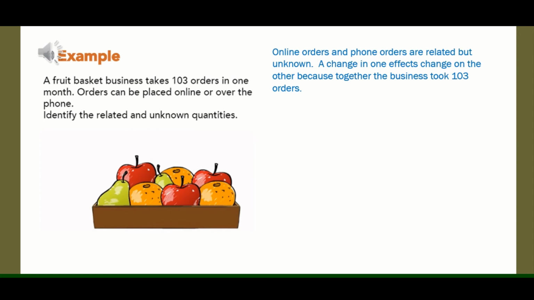So if you have 103 online orders, that means your phone orders is 0, maybe. Or if you have 100 online orders, your phone orders must be 3, because 100 plus 3 is 103. So those are the related but unknown quantities, because we don't know the value of the online orders nor the phone orders. We just know together the value must be equivalent to 103.